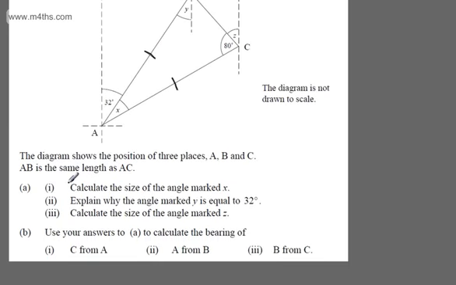In part a, the first part, it says calculate the size of the angle marked x. Well, x is just here. In part b, explain why the angle marked y is equal to 32 degrees, which is just here.